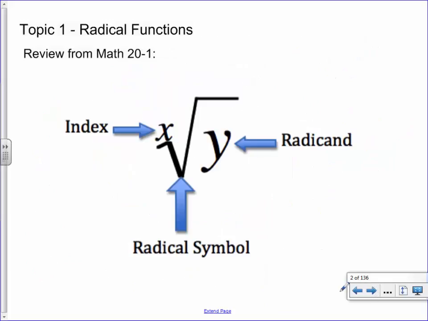Before we get to square roots, though, I want to do a quick bit of review from last year on how square roots work, just the terminology. So let's say that I gave you the third root of 7.